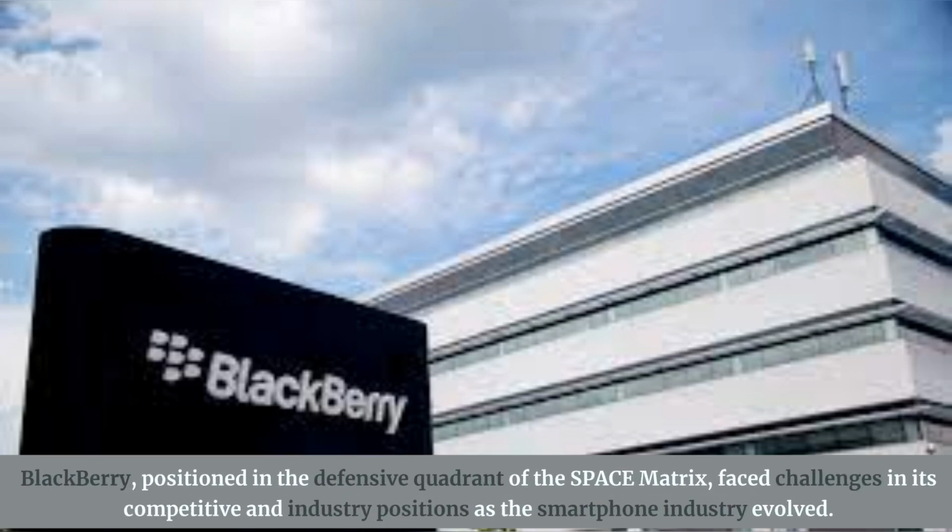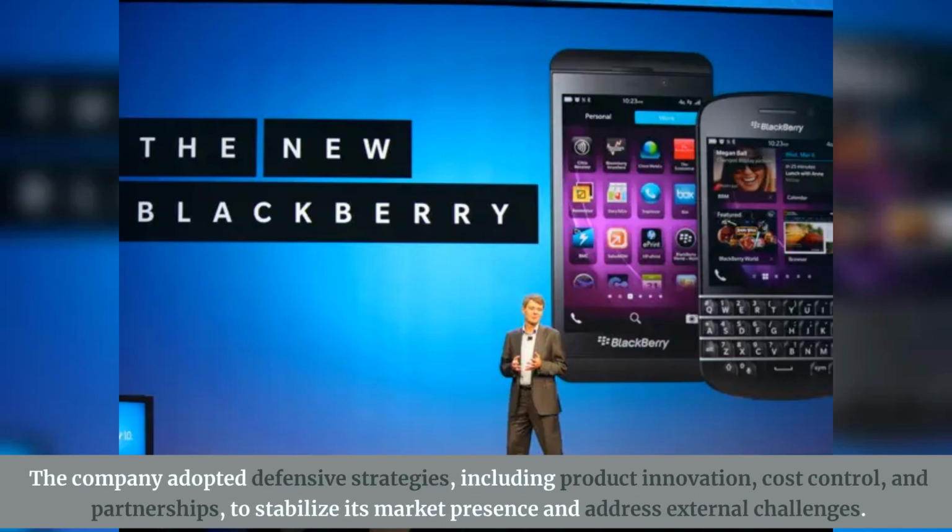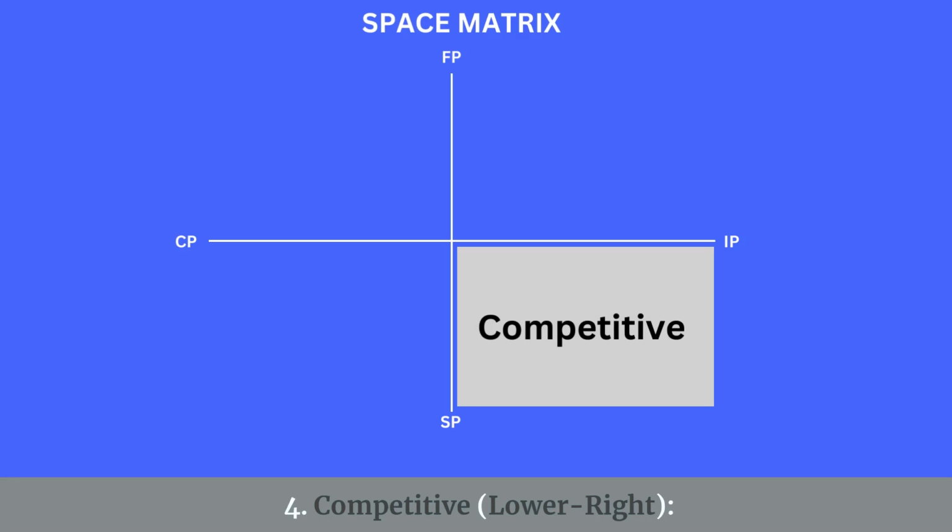BlackBerry, positioned in the defensive quadrant of the space matrix, faced challenges in its competitive and industry positions as the smartphone industry evolved. The company adopted defensive strategies, including product innovation, cost control, and partnerships, to stabilize its market presence and address external challenges.